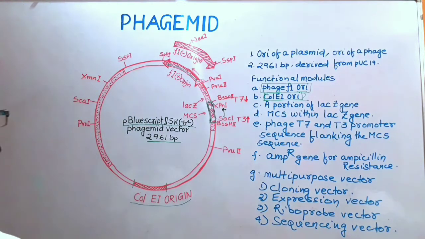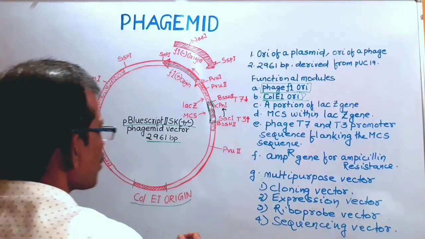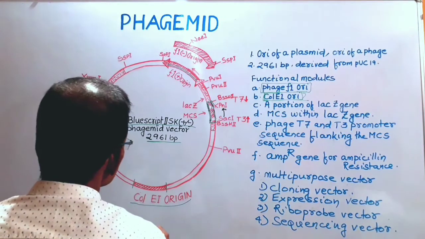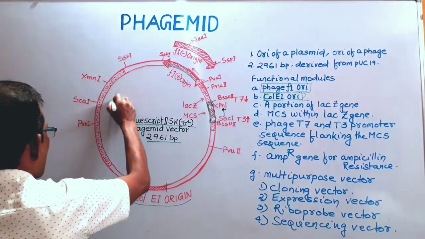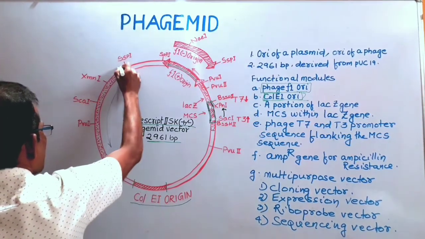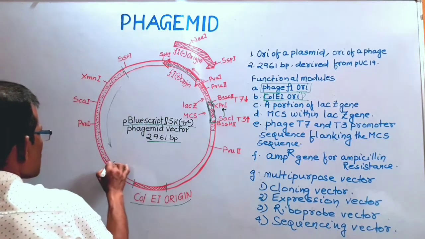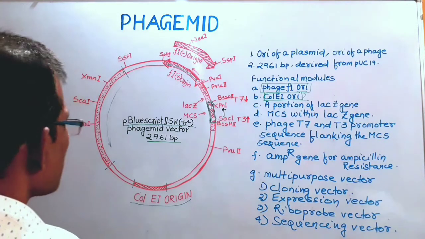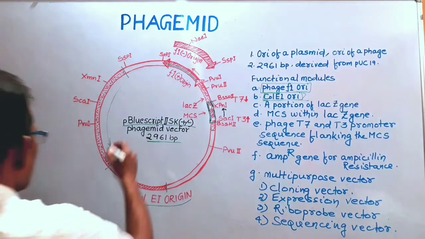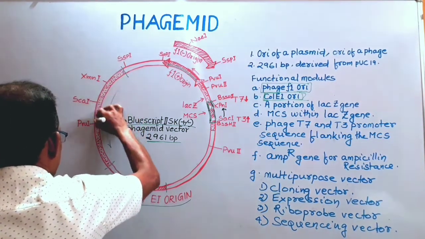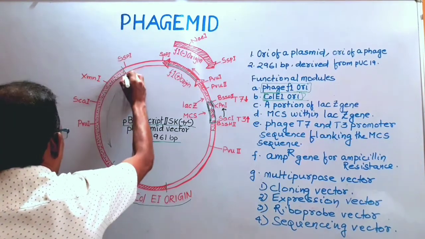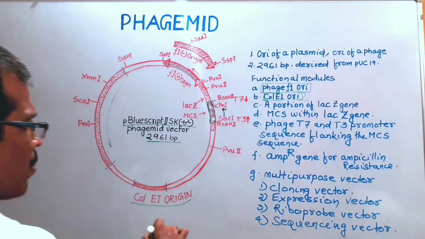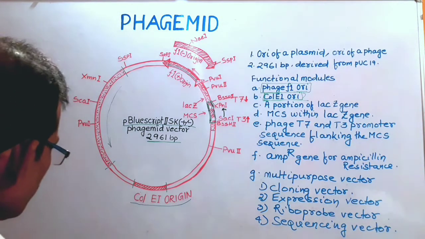Next, this Phagemid also contains an antibiotic resistance gene. This antibiotic resistance gene provides ampicillin resistance.